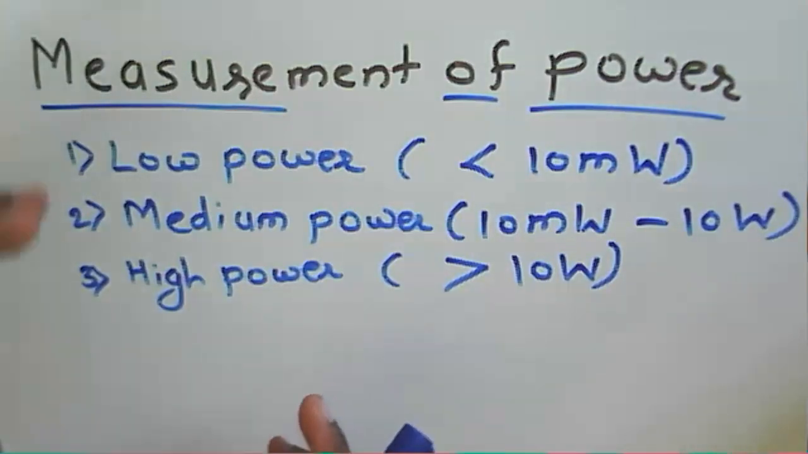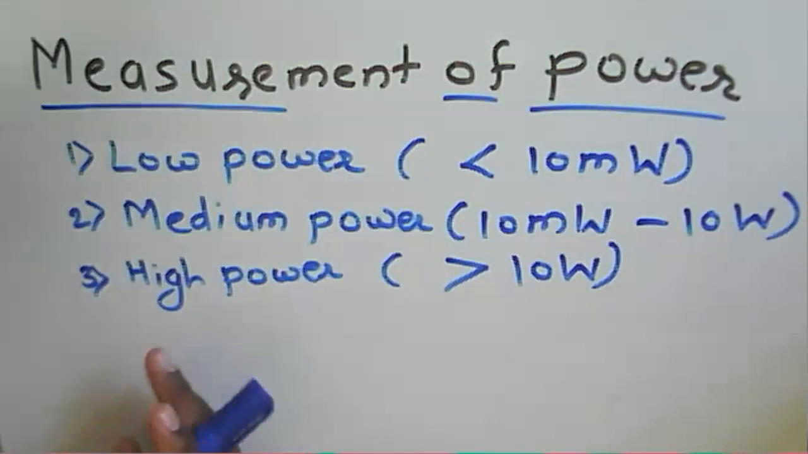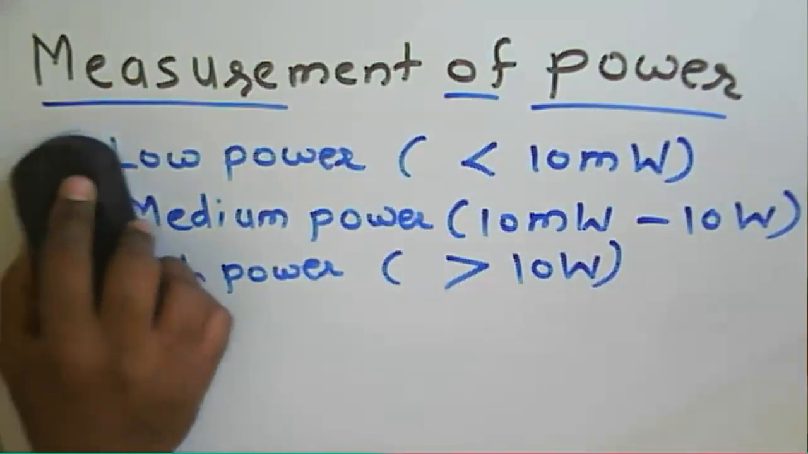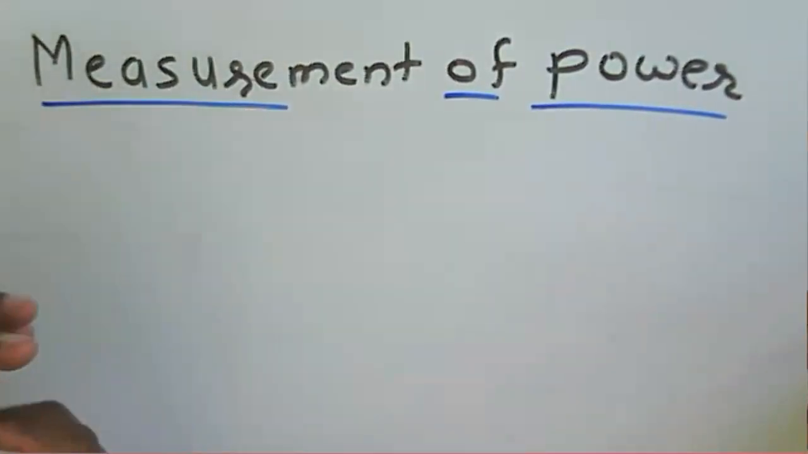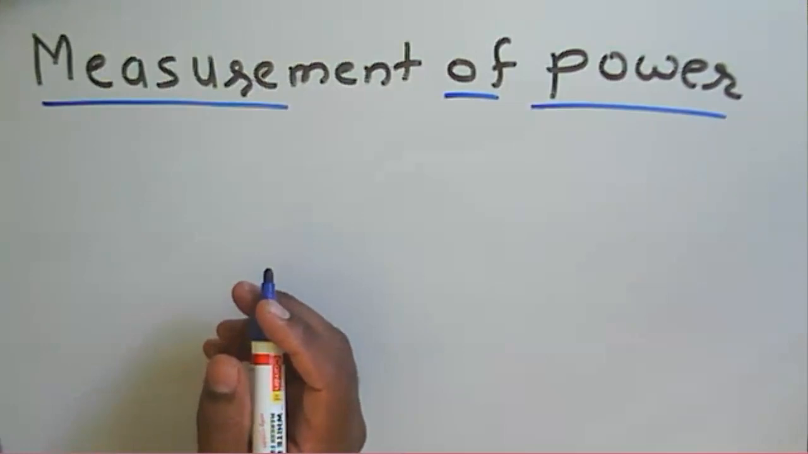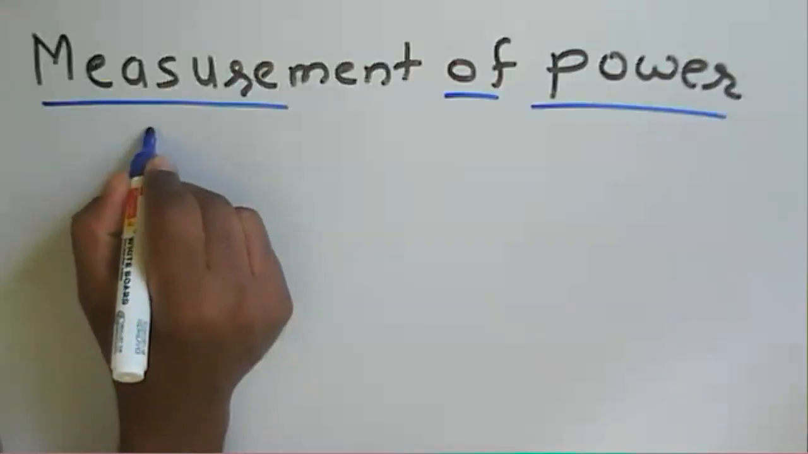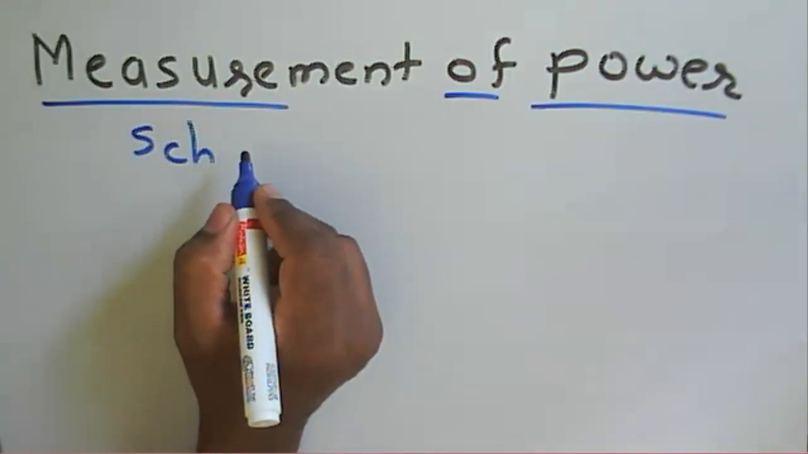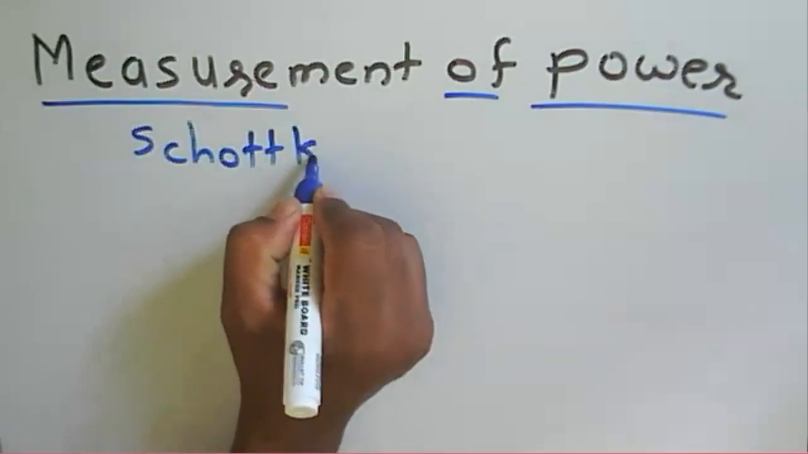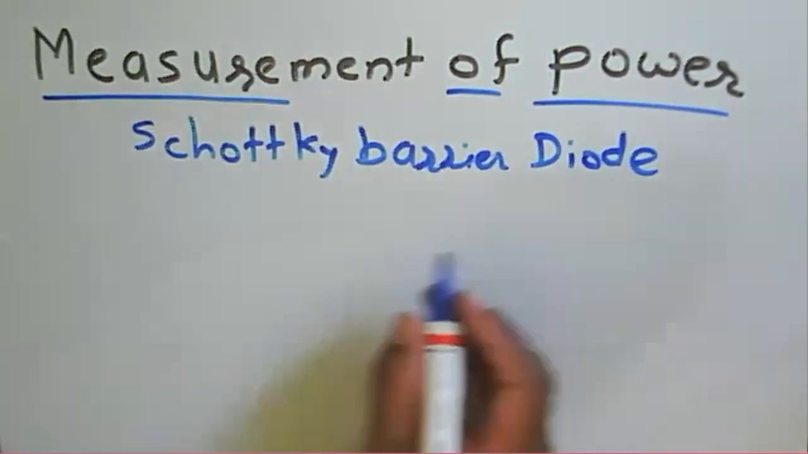Now, what are those sensors used for the measurement? Now we will see one by one those sensors. One is a bolometer sensor. And we can even use a Schottky barrier diode as a sensor in a microwave power sensor, and through that we can measure the power. So we will look at the structure of this Schottky barrier diode sensor, and then we talk about the bolometer sensor. First of all, we talk about the Schottky barrier diode sensor.